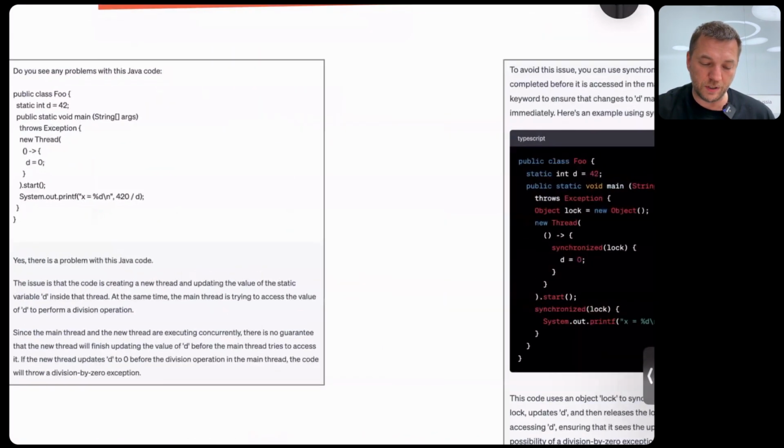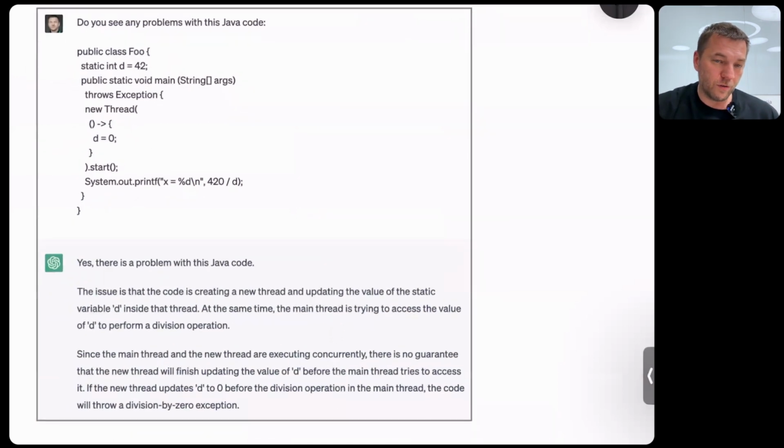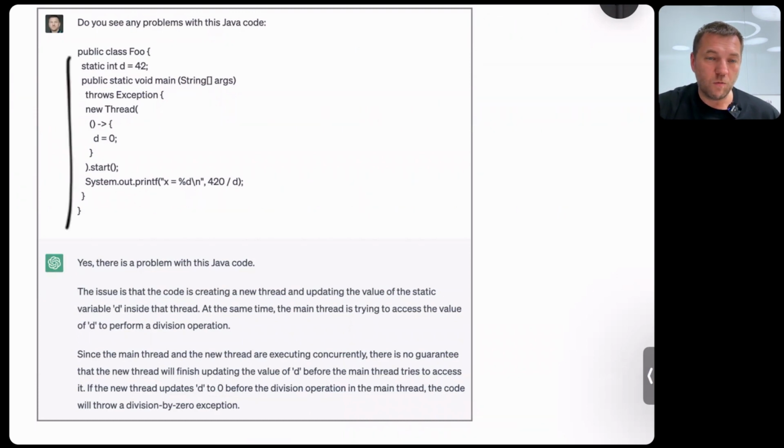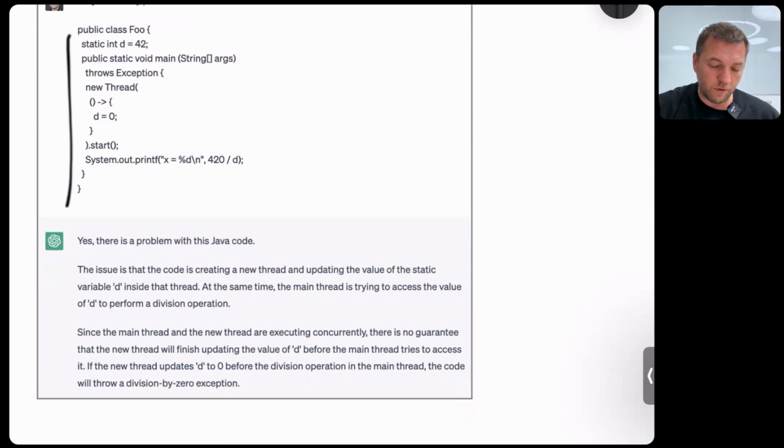So I asked ChatGPT this question. I gave it this software, which we just analyzed with Java PathFinder, and asked, what do you think about this? This is the piece of software you saw before. The answer is, yes, there is a problem with this Java code. So ChatGPT understands there is a problem. Then it says the issue is that the code is creating a new thread and updating the value of the static variable inside that thread. It's exactly what's happening. At the same time, the main thread is trying to access the value of D to perform a division operation. So this is a very accurate description of what's going on.